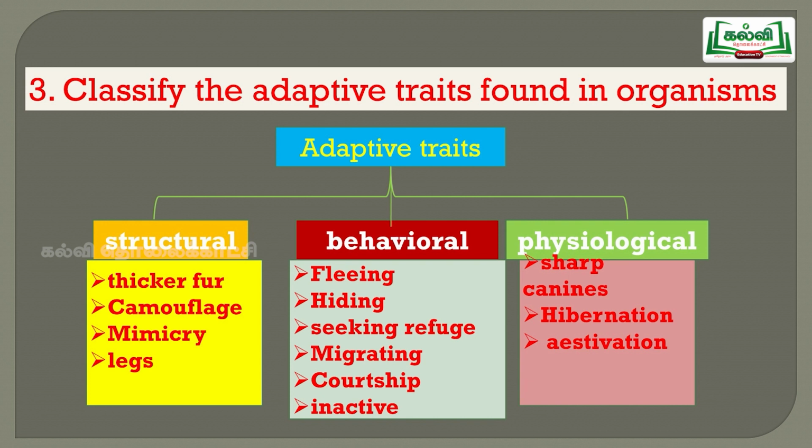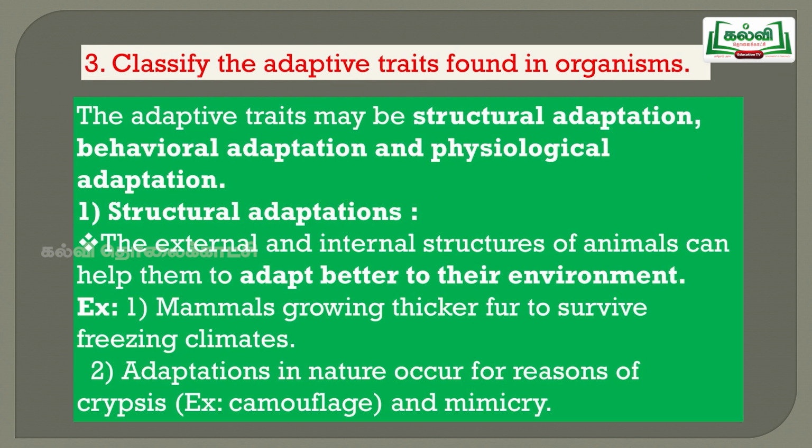Let us see these points in detail. First one is structural adaptations. How they adapt structurally means they change their structure, either externally or internally, so that they adapt themselves better to their environment. An example is mammals growing thicker fur to survive freezing climates. For example polar bears live in cold conditions, so to survive that condition they grow more fur on their body.